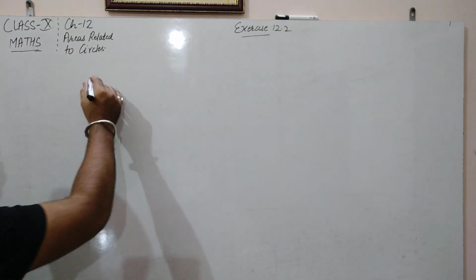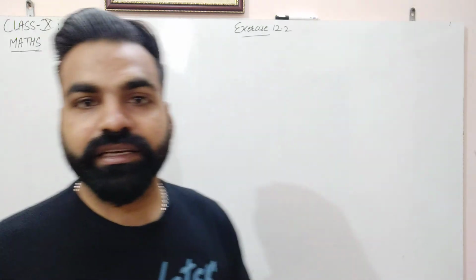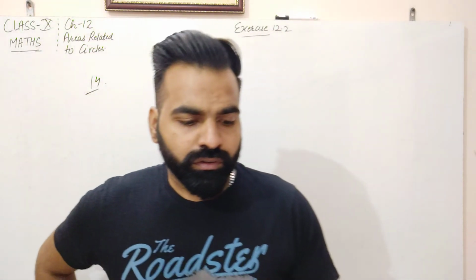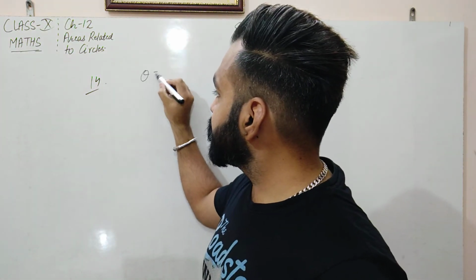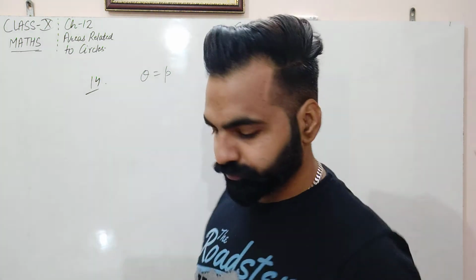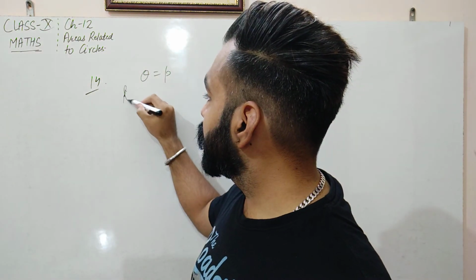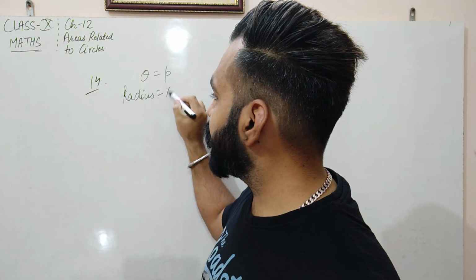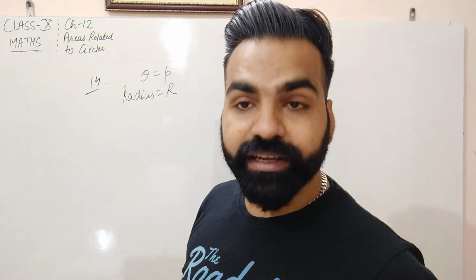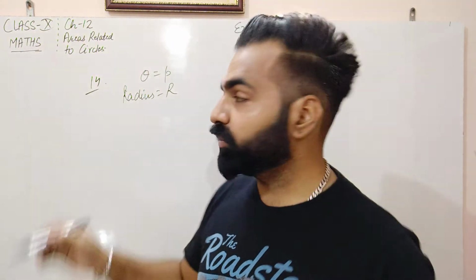Now question number 14, the last question of the exercise. This is MCQ. Area of sector of angle P. Now the angle is given in the form of P, that means theta is equal to P here, with radius capital R. So we have to find the area of the sector according to the given options.